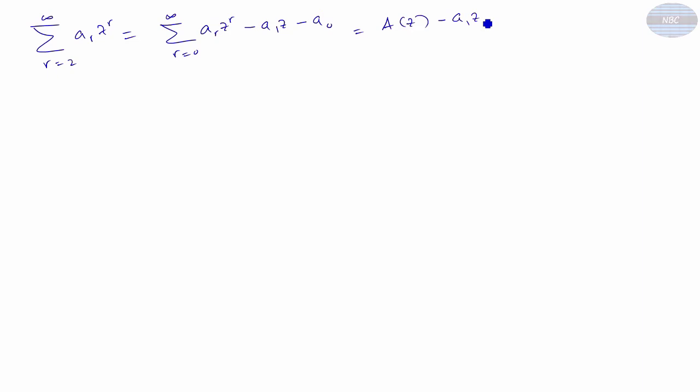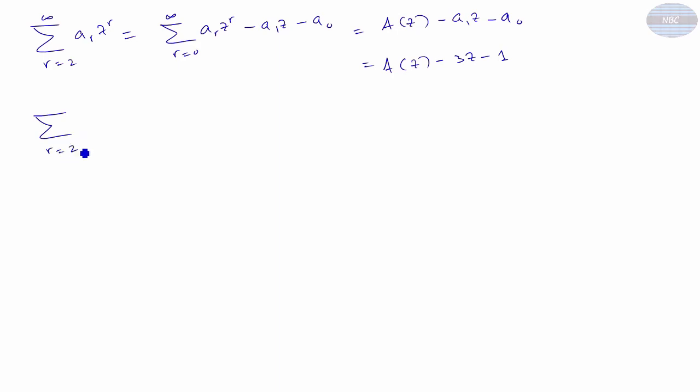So az minus a1 z minus a0. a0 and a1 are the boundary conditions whose values are already given, so it can be simplified as az minus, the value of a1 is 3, so this is 3z, minus the value of a0, which is 1. So the first term is simplified as az minus 3z minus 1.